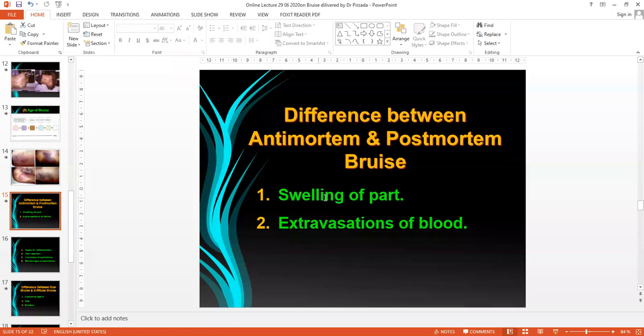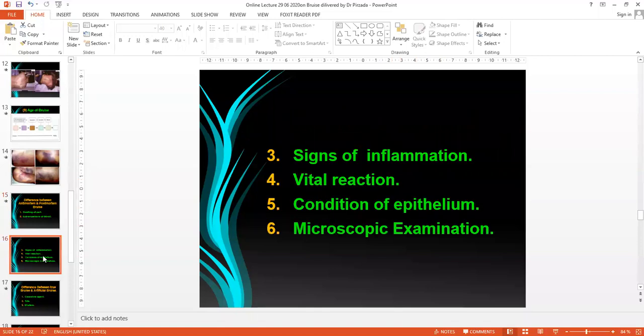First of all, swelling of the part is present in antemortem phenomena, and it is missing in postmortem phenomena. Extravasation of blood usually occurs due to rupture of the vessel in the antemortem position, and extravasation of blood cannot be seen in a postmortem bruise. Signs of inflammation, swelling and pain may be seen in antemortem phenomena, but are missing in postmortem phenomena.